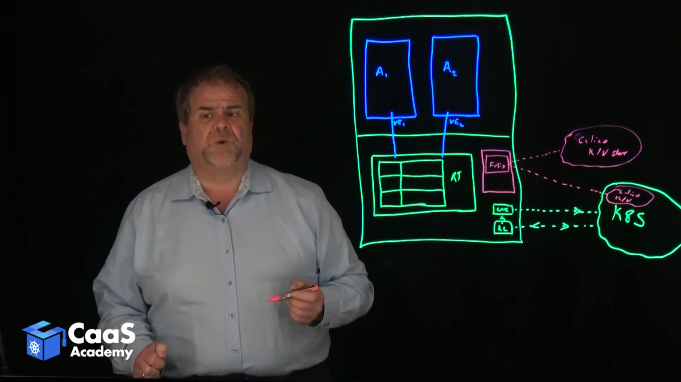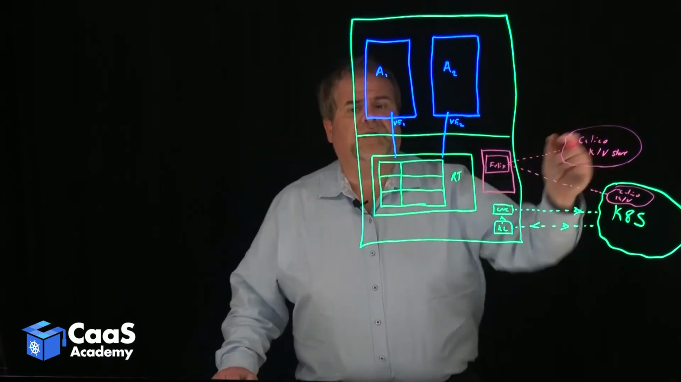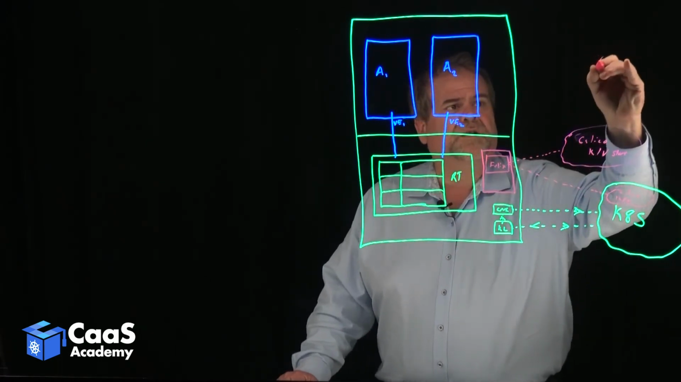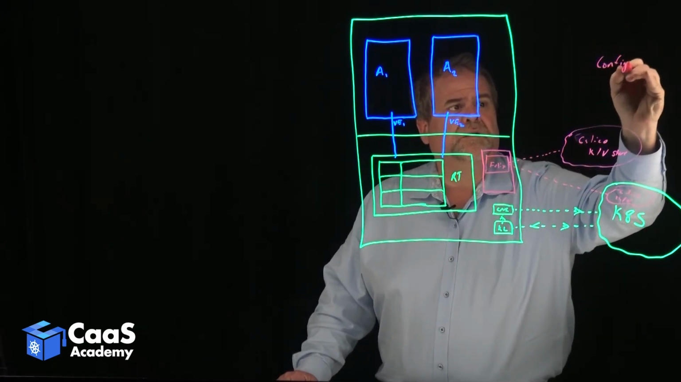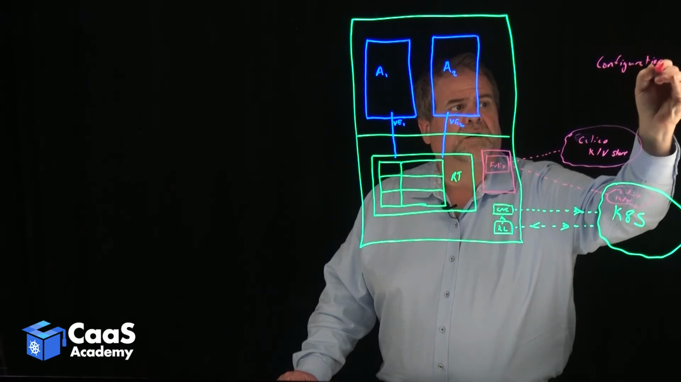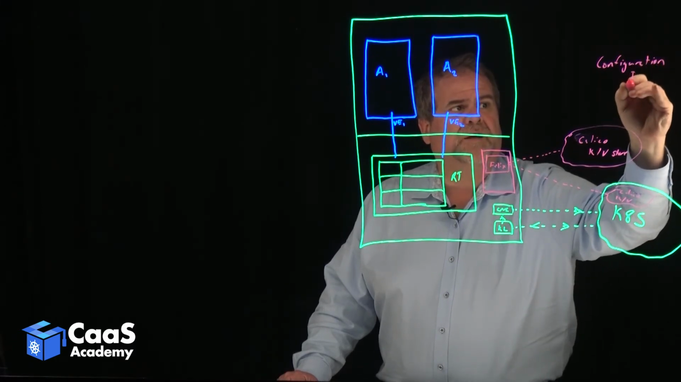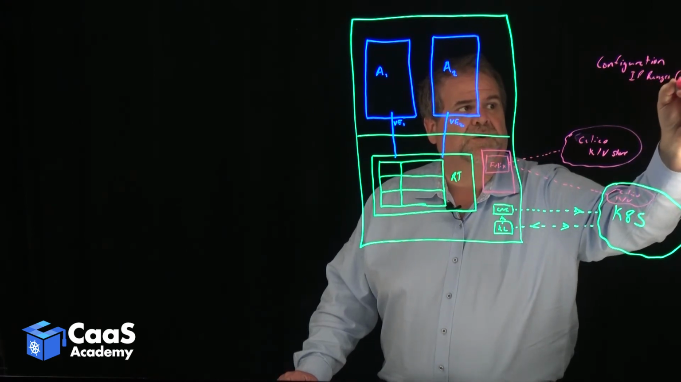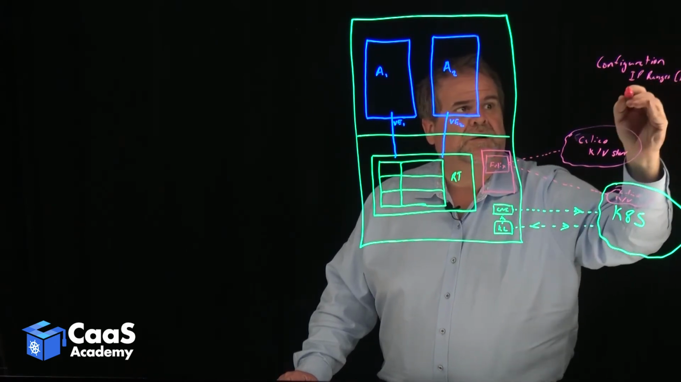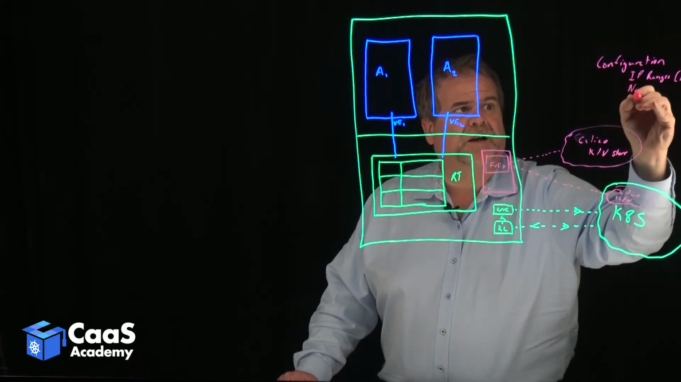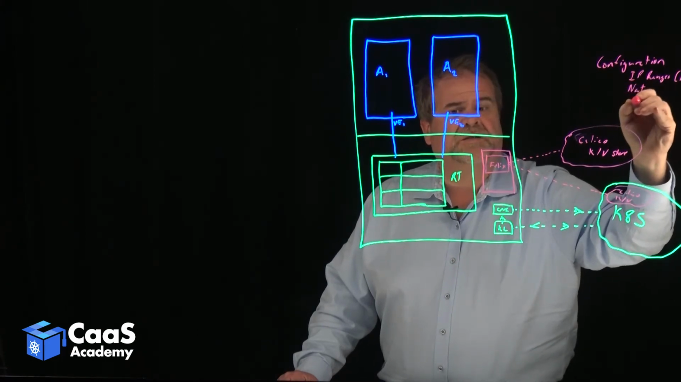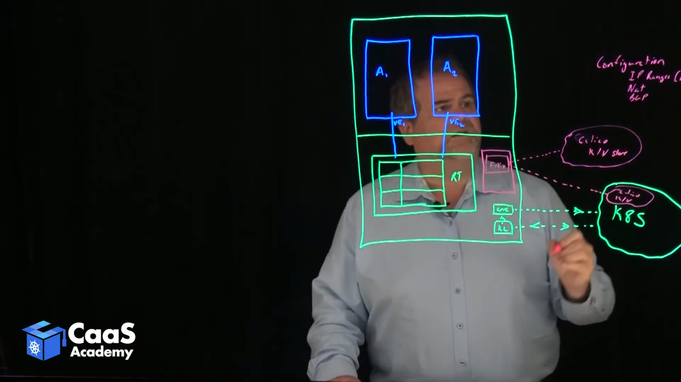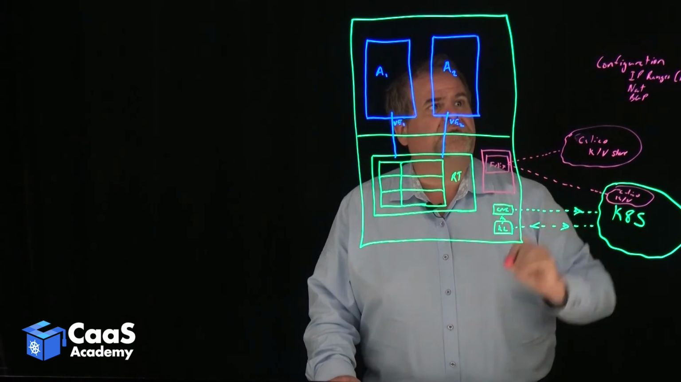Let's talk about what's stored here really quickly. In these key value stores, there's three things that are stored. One is configuration. And this is things like IP address ranges to use. We call those pools. NAT settings, BGP settings, which we'll talk about in a little bit, etc. So configuration is one thing that's stored.